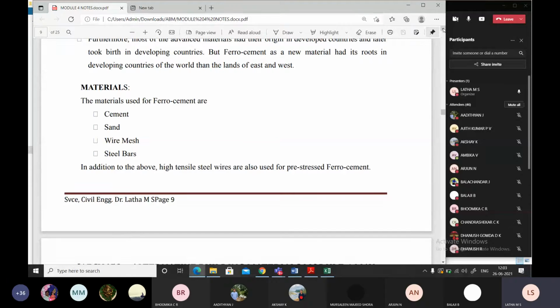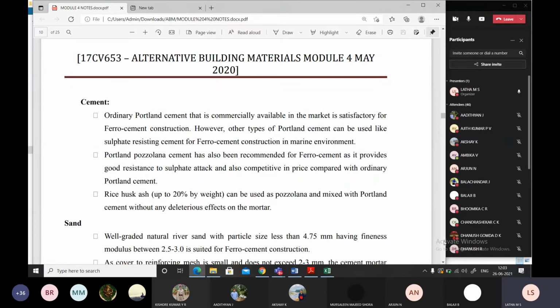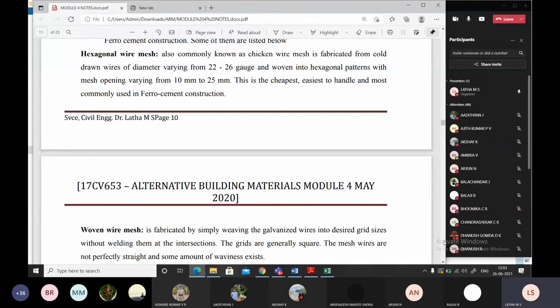Ferrocement construction: cement, sand, steel bars, and wire mesh. So we were talking about the different properties of cement, sand, wire mesh, and steel bars. We finished with the cement and sand, but we have to deal with wire mesh. In wire mesh, what are the different types available in the market, students, and how do they vary?